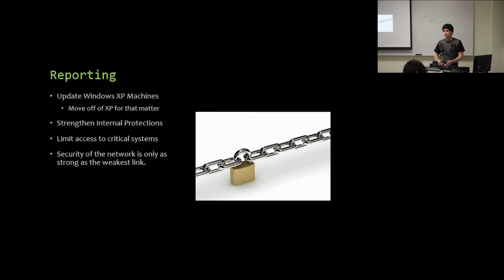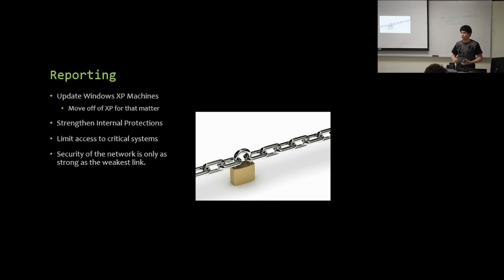When we actually go to the client and say, hey, we found these exploits, this is what you can fix. We're going to say that, A, you shouldn't be running XP anymore. XP is end of life cycle. It's a crappy OS. You should be using something new. And also, they should start strengthening internal protections. You need to separate your resources. That XP box had no business being on the public network and also being on that private network which had privileged access. Limit access to critical systems, and security is only as strong as the weakest link.